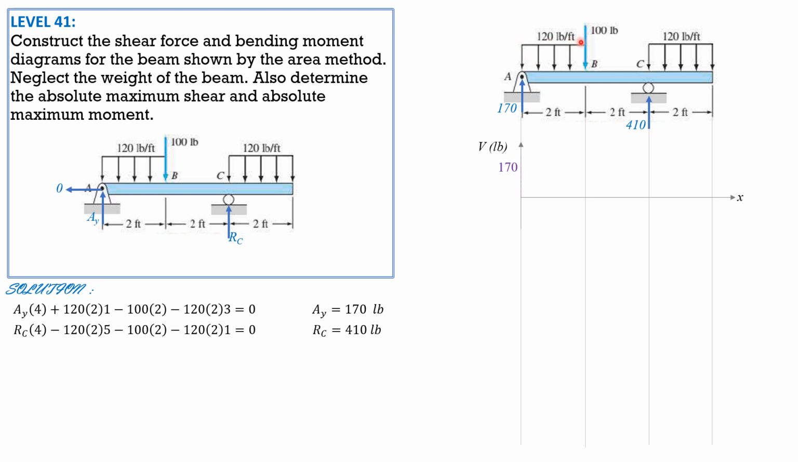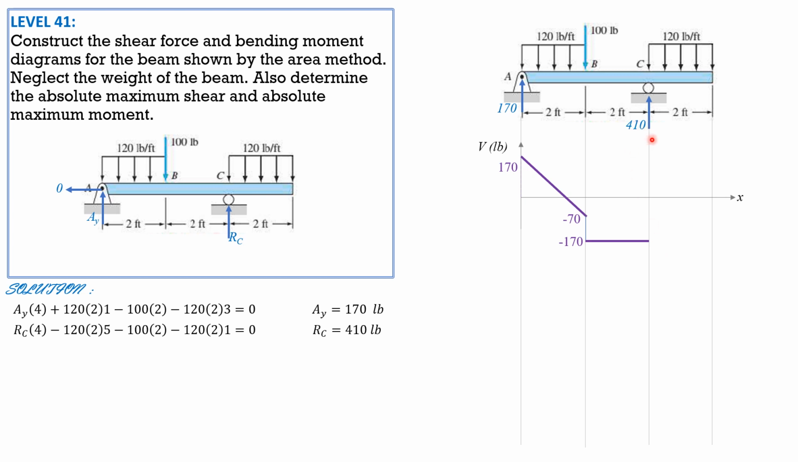Then minus this loading, 120 times 2, negative 240. So 170 minus 240, that's a constant slope of negative 120. So remember, negative 70 here. Then there is a load, so negative 70 minus 100, negative 170. Then between B and C, there's no loading, so it is constant at negative 170.